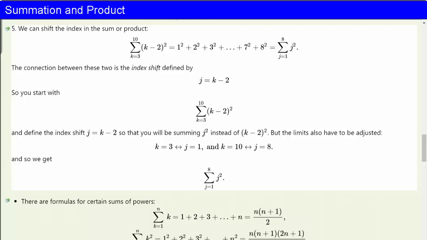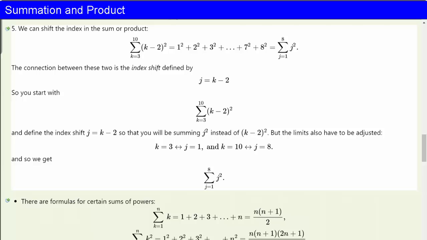A fifth point. We can shift the index in a sum or product without changing its values. For example, if I add up the numbers k minus 2 quantity squared, starting with k equal 3 and stopping at k equal 10, what I get then is 1 squared plus 2 squared plus 3 squared, and I stop when k is 10, and that's when k minus 2 is 8, so I stop at 8 squared. So all I'm doing is adding up the numbers j squared from j equal 1 to 8. The connection between these two is the index shift, defined by j equals k minus 2.